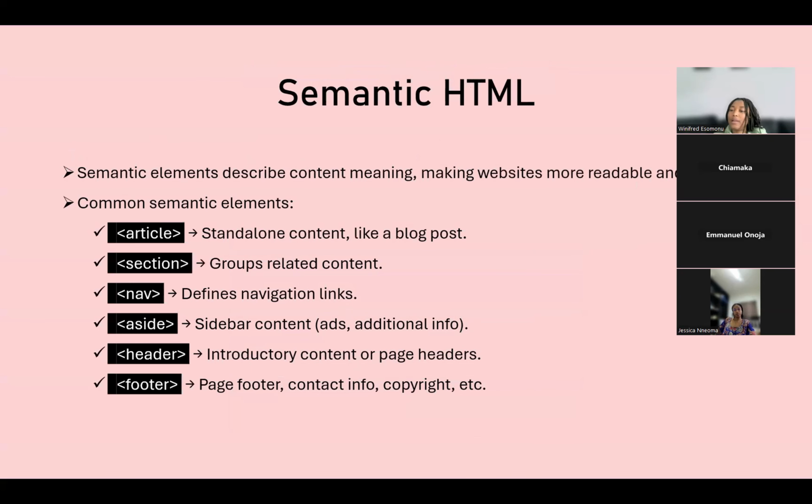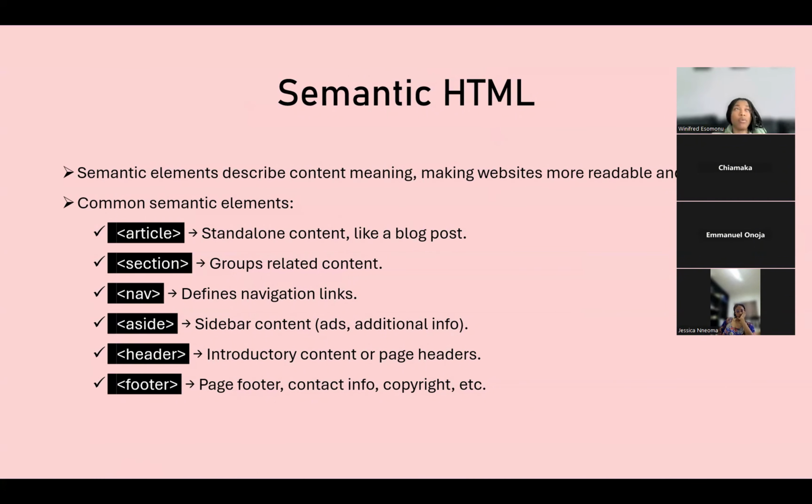Then last but not the least, we have semantic HTML. This is very important again. Last week we talked about this, and now we are looking at this again. Semantic elements help you describe content meaning. It makes your website more readable, more accessible. Some common semantic elements we looked at: article. Article basically defines a standalone content, like a blog post.